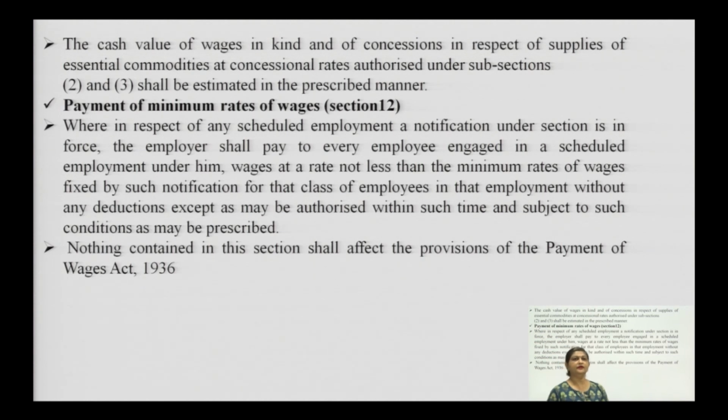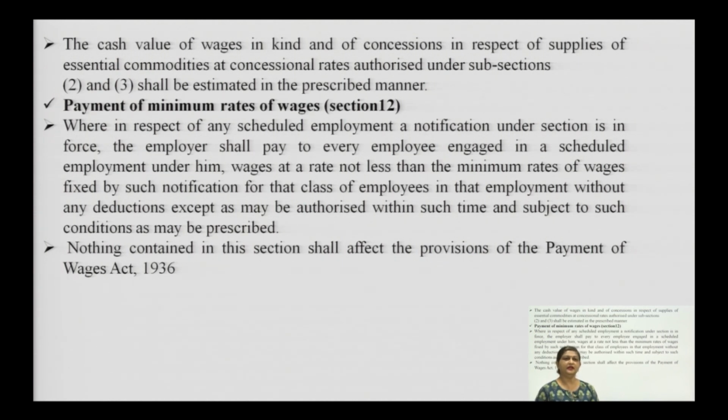The cash value of wages in kind and of concessions in respect of supplies of essential commodities at concessional rates authorized under subsections 2 and 3 shall be estimated in the prescribed manner. Whatever concessional rate commodities have been provided by the appropriate government shall be estimated in the prescribed manner in the act. Now, payment of minimum rates of wages.